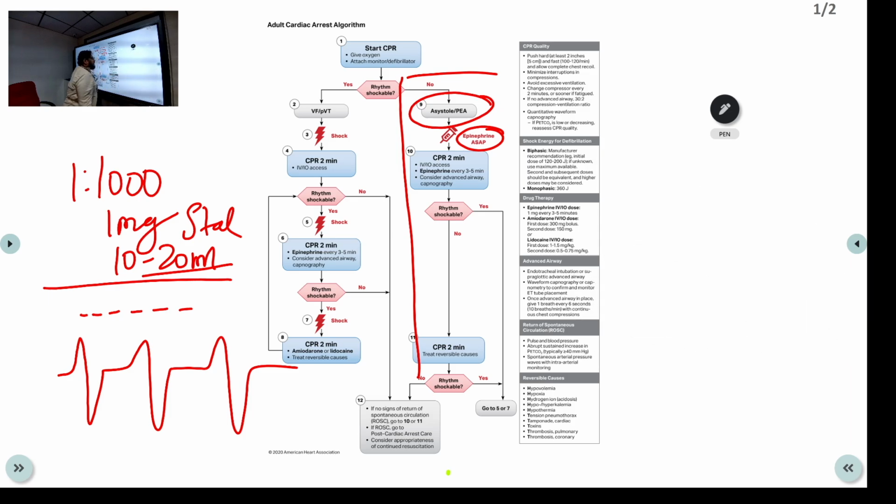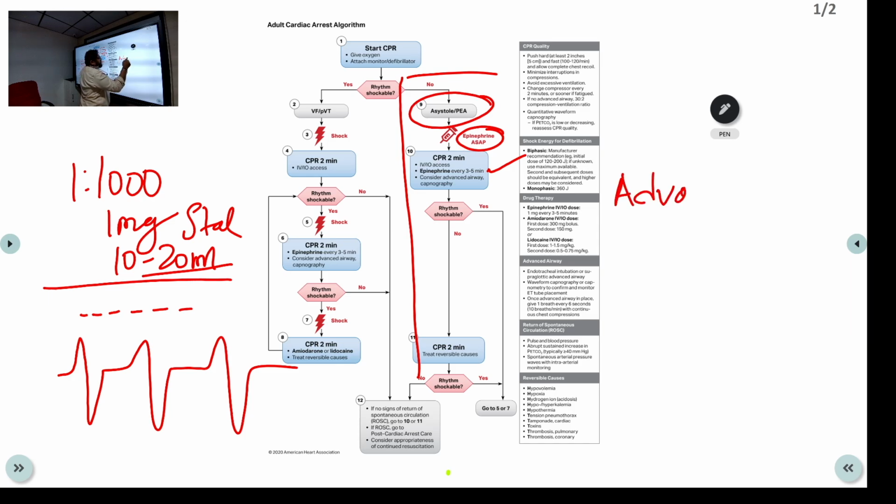Okay. So what we have done: we have a patient who had an asystole or a PEA, which is a non-shockable rhythm. You have started CPR and you immediately give epinephrine. After giving epinephrine, you have to put in an IV. If you are not able to get an IV or IO access, you can give it via the endotracheal tube. Epinephrine needs to be given every 3 to 5 minutes, and you need to consider an advanced airway and capnography. That is very important.